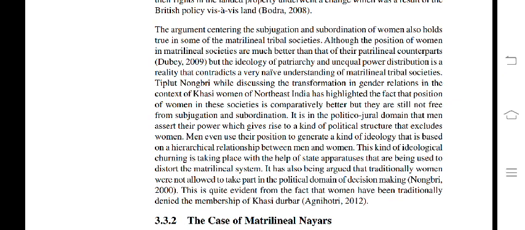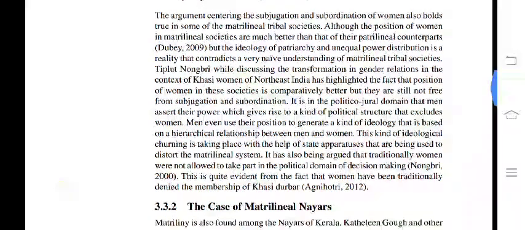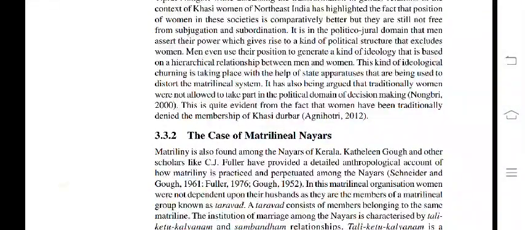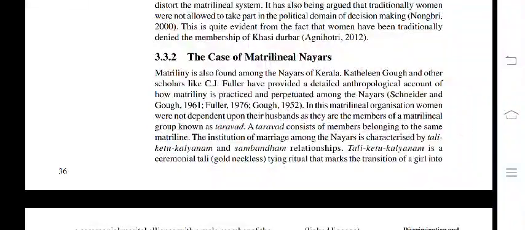It has also been argued that traditionally women were not allowed to take part in the political domain of decision making, Nongbri 2000. This is quite evident from the fact that women have been traditionally denied the membership of the Khasi Durbar. Agnihotri 2012.